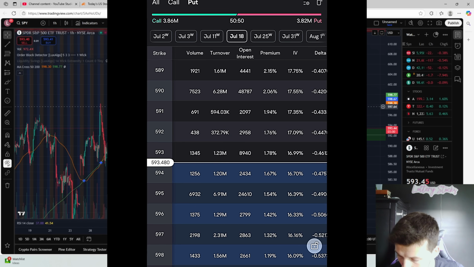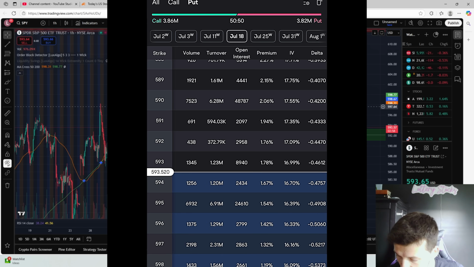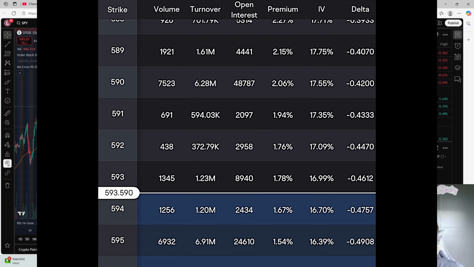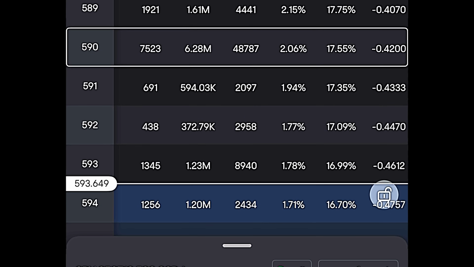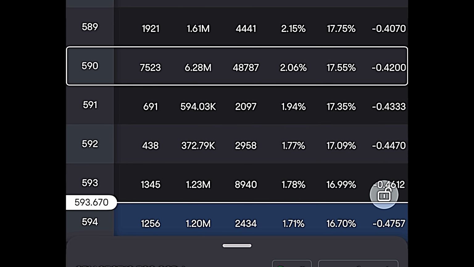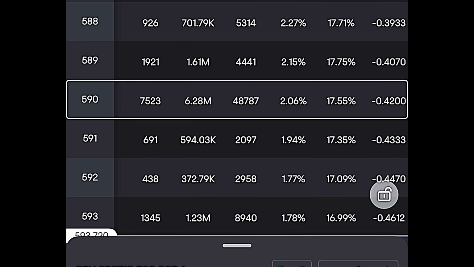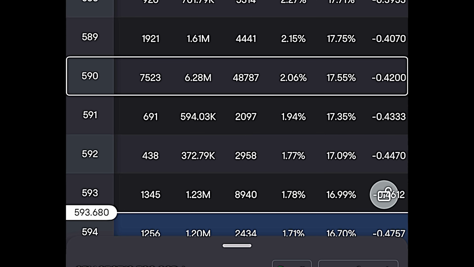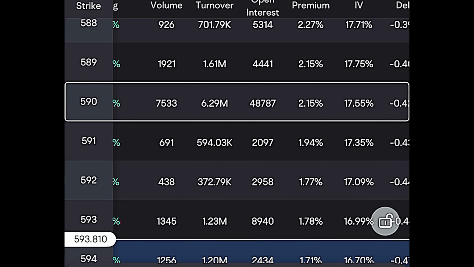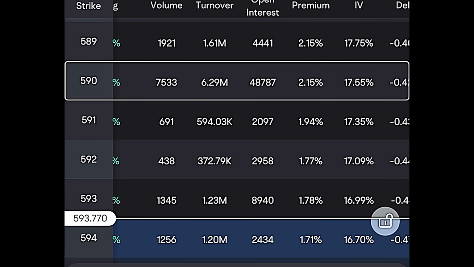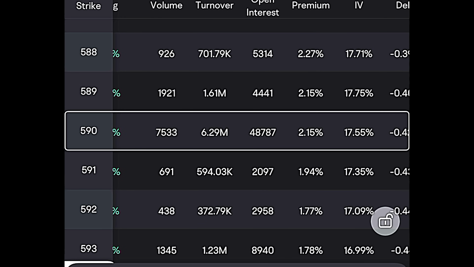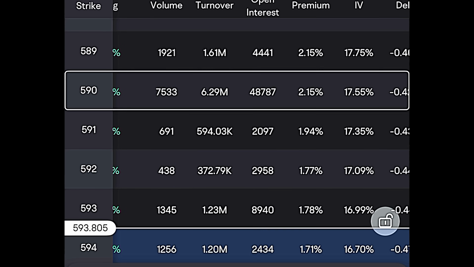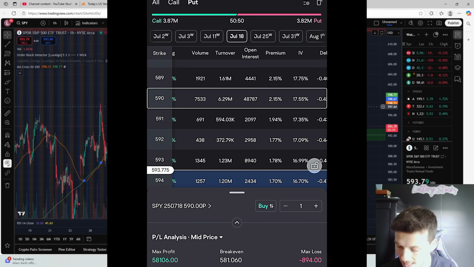Boom, right off the bat, I already see something enticing. I see 590 puts with open interest sitting almost at 50,000. You can see the ones around it are 8,000, 2,000, 2,000, 4,000, 5,000. I see one almost at 50,000. Then I see volume 7,500. The ones around it are 1,300, 400, 600, 1,900, 900, 590, 490, so on and so on. This is already an enticing contract.